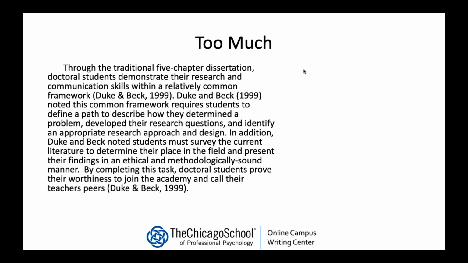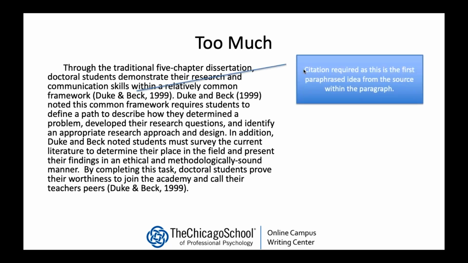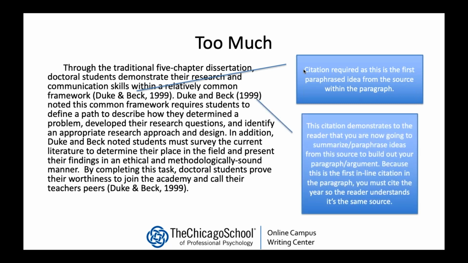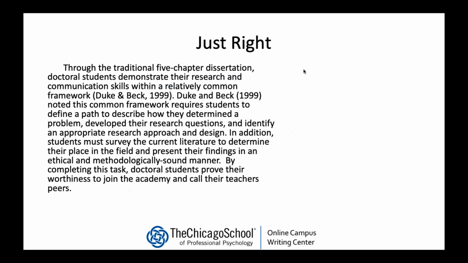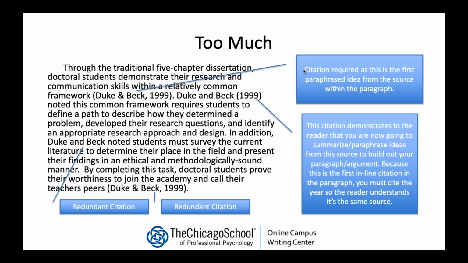But there can also be too much. A citation in every single sentence is not quite necessary. So the citation is required after the first paraphrased idea. And the citation that follows, an inline one right after, is okay because it demonstrates to the reader that you're now going to summarize and paraphrase ideas throughout. But if you keep mentioning the writer, it's a bit redundant because we have not changed sources, so we don't need to continue to reference the writer parenthetically at the end of sentences like this.